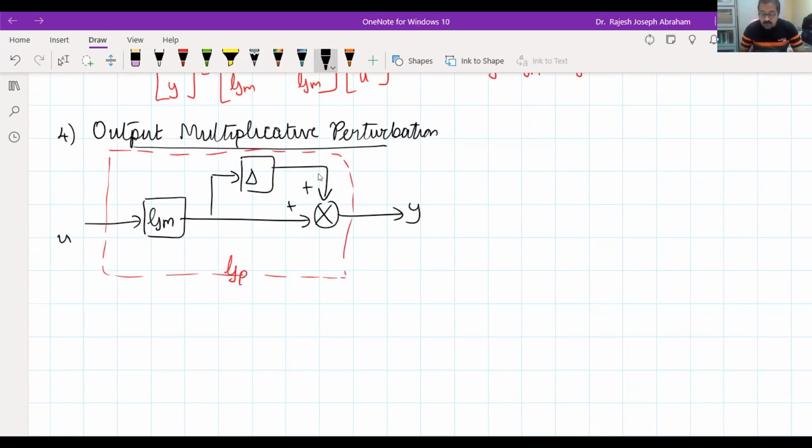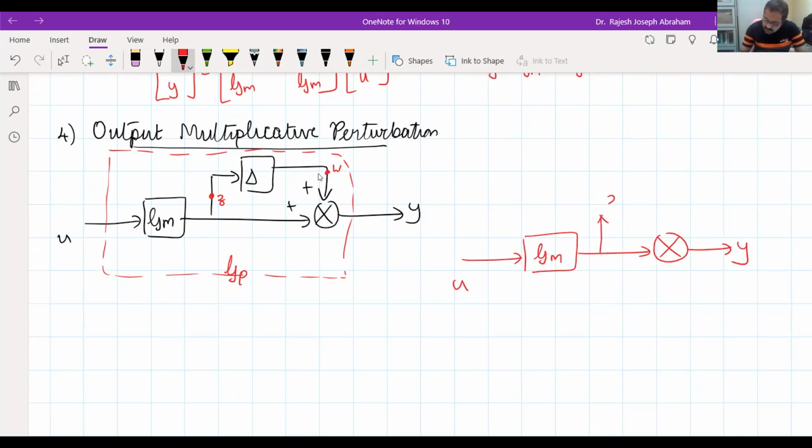Fine. As before, what to do? We need to identify our Z and W signals. Okay. What is Z? Going to the delta block is the Z signal. Coming out of delta is W. Okay. In the next step, we need to cut open the delta block. So you will get this as GM. Then this is our summing point. This is Y. This is U. Here is our Z. This is W, plus plus.